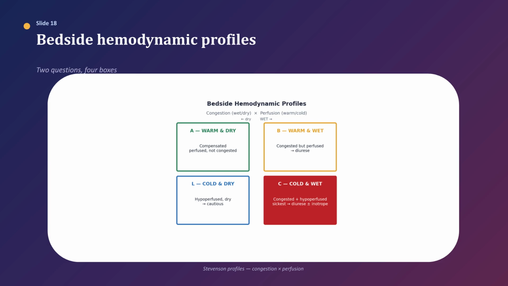Using the Stevenson profiles, we can categorize patients at the bedside by asking 2 simple questions: is the patient congested or wet? And are they well perfused or warm? This leads to 4 profiles, such as warm and wet, which helps us immediately prioritize therapies like diuresis.